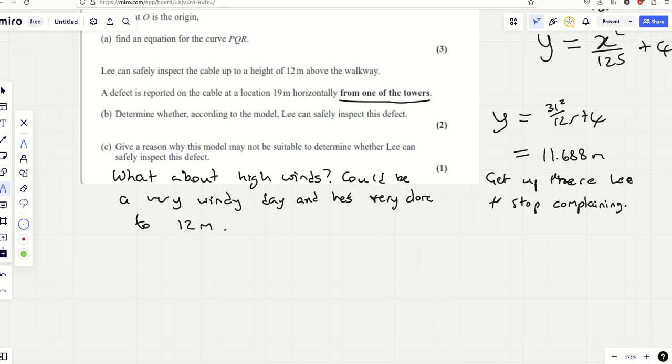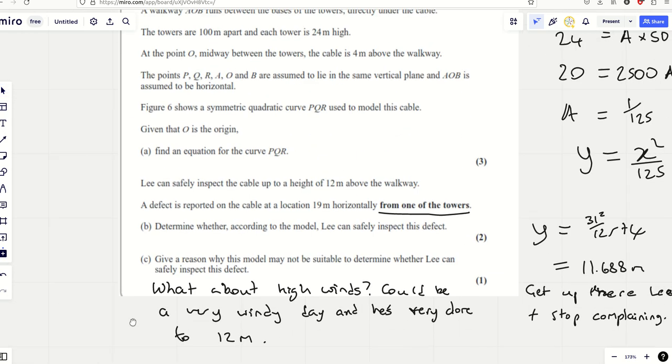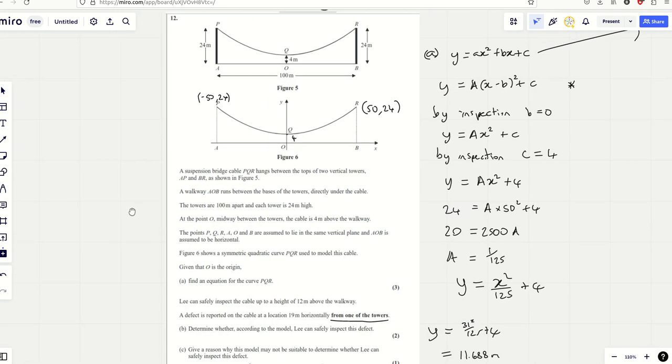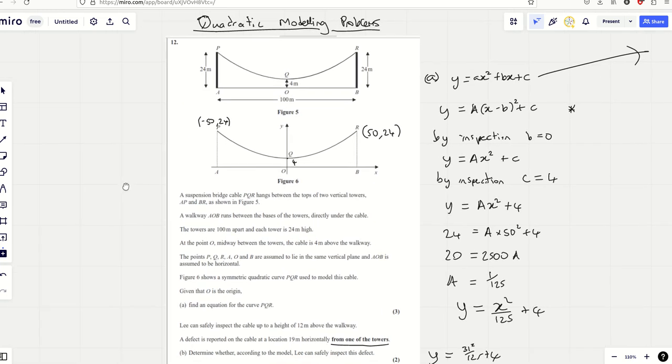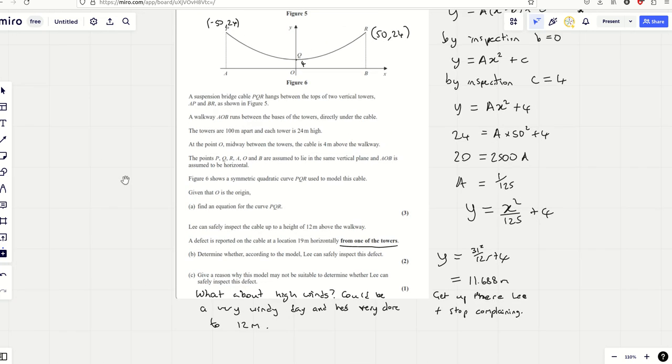Yeah, please don't write get up there, Lee, and stop complaining. You should write it looks like you can just about safely inspect this defect, but you know, let's have a laugh sometimes. What do they say in part C? The thickness diameter of the cable has not been considered. Weather conditions, yeah, thought so. Walkway may not be completely horizontal. They just want you to talk about how realistic the model is. Think about real life situations, which may mean that the mathematical model shouldn't be taken too seriously. Maths isn't perfect when we're using it to model things.